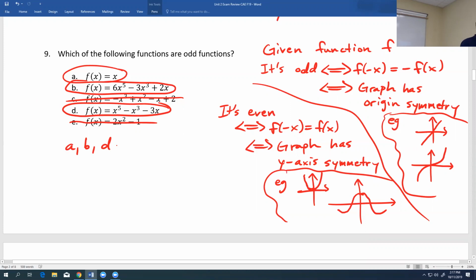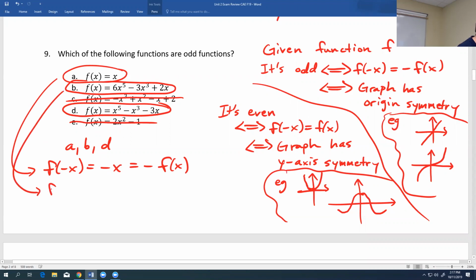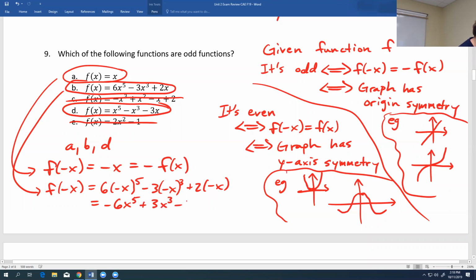And then if you wanted to just check these, if I did f of negative x for that first one, it's just negative x, which is equal to negative f of x. If I do the next one, f of negative x is 6 times negative x to the 5th minus 3 times negative x cubed plus 2 times negative x. The first step here is I simplify this, so I get negative 6x to the 5th plus 3x cubed minus 2x. And I stare at that for a minute after simplifying, and I ask myself, did I get the original function back? If I did, then it's an even function.